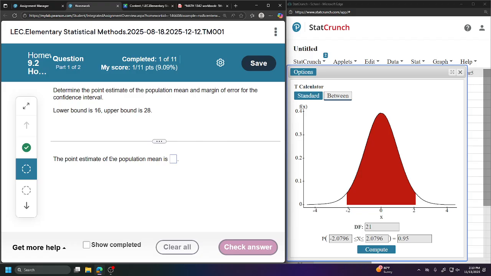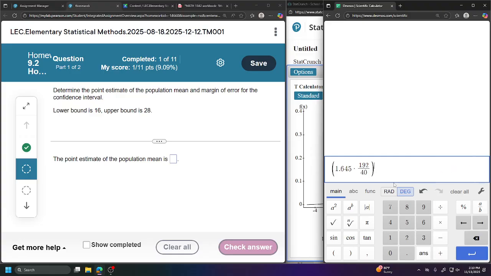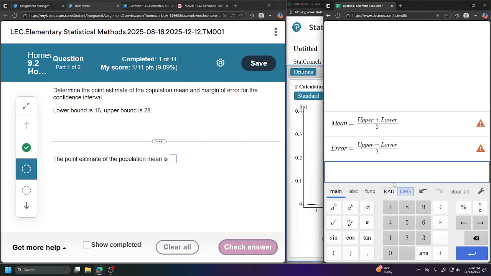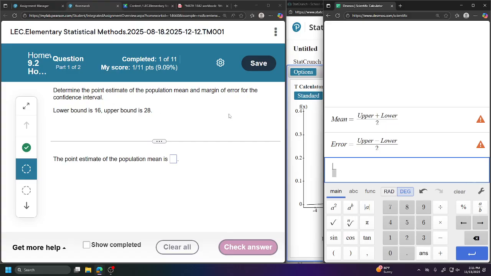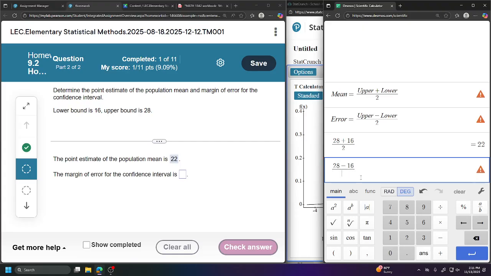Okay. Point estimate is the mean. And we had a formula for this. I'm going to remind you. This is actually from the last section, so it feels a little weird that we're doing it all over again. So the mean, the average, was the upper plus the lower divided by 2. It was my error that was the upper minus the lower divided by 2. So those are my two big formulas. They said find the point estimate, find the mean. So 28 plus 16 divided by 2. Cool. Margin of error, 28 minus 16 all over 2.